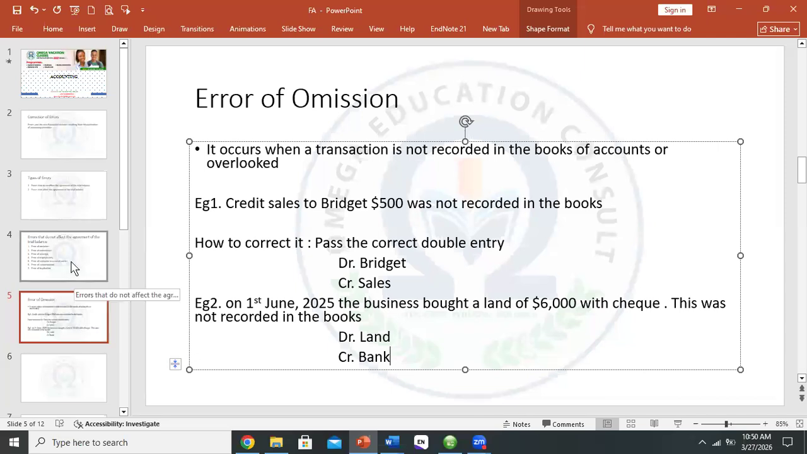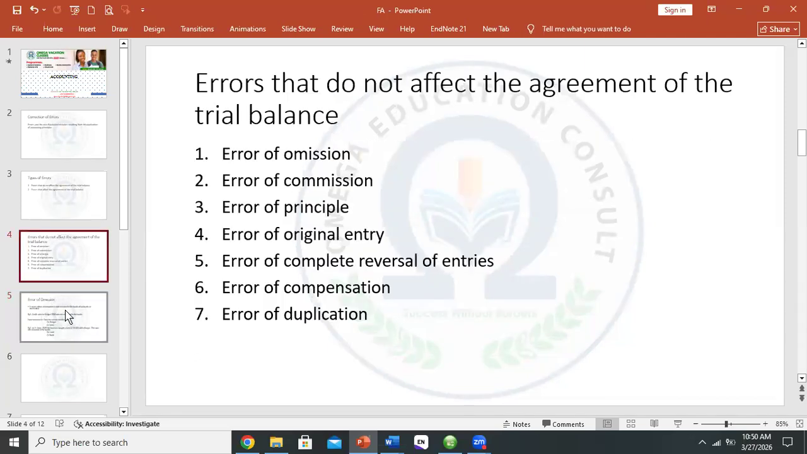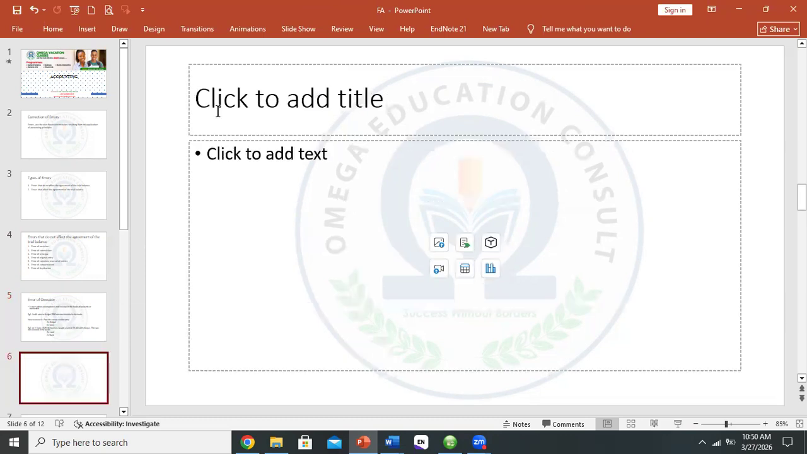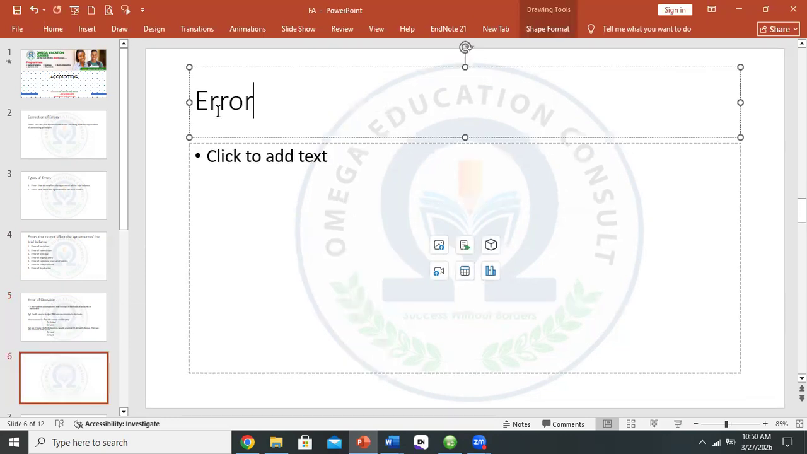Let's look at the next error, which is error of commission. Because I don't want to confuse my professors, I want to do this at as slow a pace as possible, right? So error of commission. What is this error? It's an interesting error, eh?